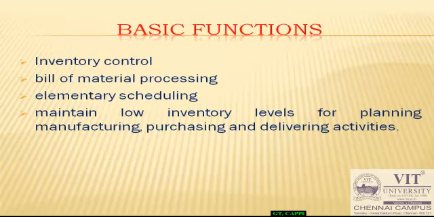So what are the basic functions of this software? Inventory control, obviously the first one: we have to control the requirement of the raw material. That is called inventory control. And bill of material processing: for a particular component, what materials and components are required. The details about the components for a particular operation or manufacturing process is called a bill of material. According to the bill of material only, you can calculate the materials that are required.